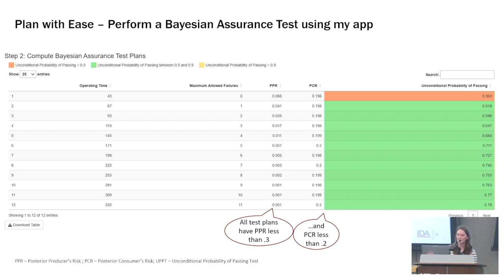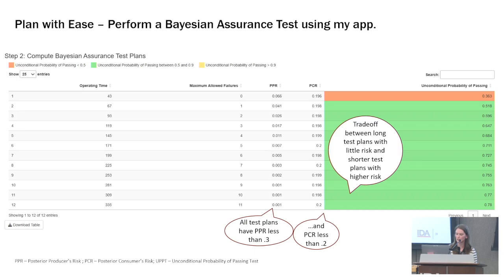And then the last thing to notice is that one of these test plans is highlighted in red, and that's the test plan that I explained a couple slides earlier. And that just means that that test plan had a low probability of passing the test because it allowed for 0 failures and 43 hours of testing.